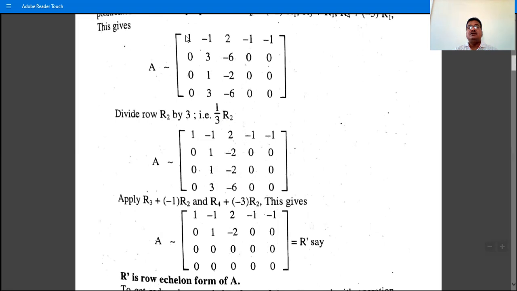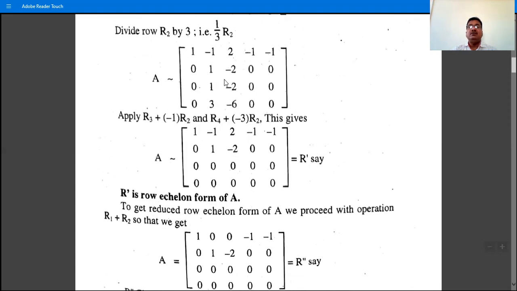That is, there is no change in the first row, third row and fourth row. The change is only in the second row. So multiply 1 by 3 to R2. So we have the permission of multiplication of any element to any row, which means we have the permission of dividing any row by any element. So 0, 1 and -6 by 3 becomes -2, 0, 0.